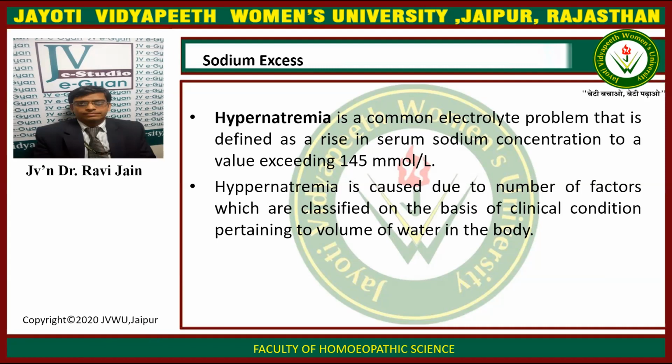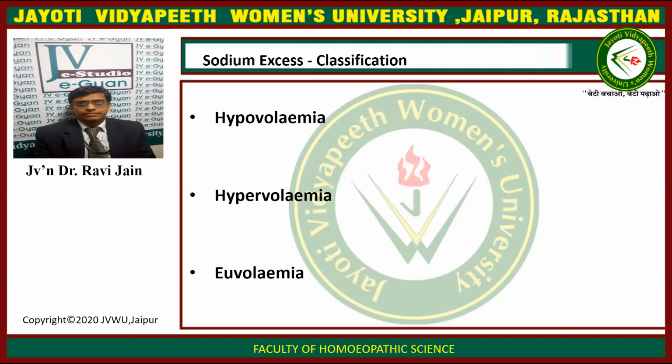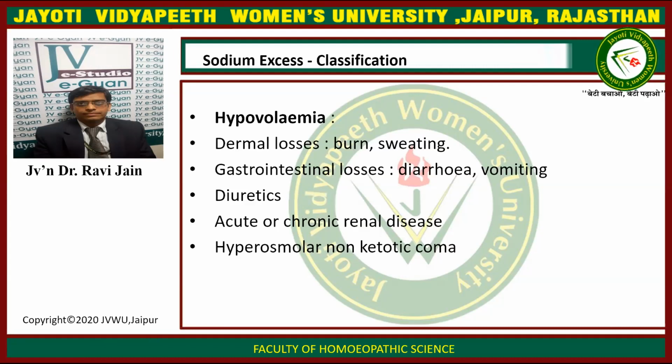Hypernatremia is caused by a number of factors, which are classified on the basis of the clinical condition pertaining to the volume of water in the body. Excess of sodium can be classified on the basis of three conditions: hypovolemia, hypervolemia, and euvolemia. Hypovolemia occurs due to dermal losses, especially in burns or excessive sweating. Gastrointestinal losses occur in the form of diarrhea or vomiting. Diuretic administration can lead to hypovolemia.